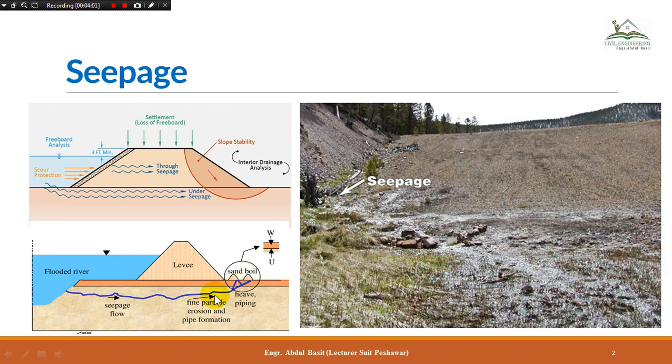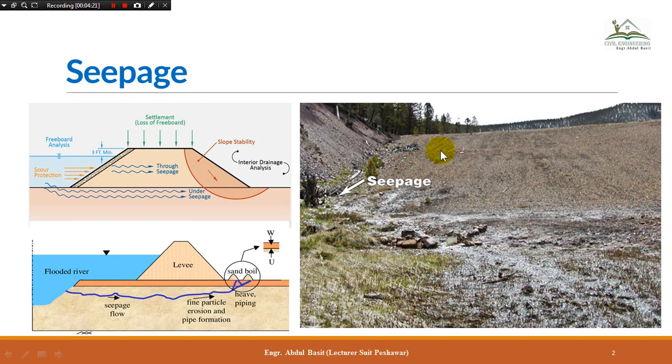Then this seepage water will emerge on the downstream side at some distance from the wall. That will happen like the sand is boiling and the sand will be raised at that point, and a huge pipe will form. So this is the situation initially.